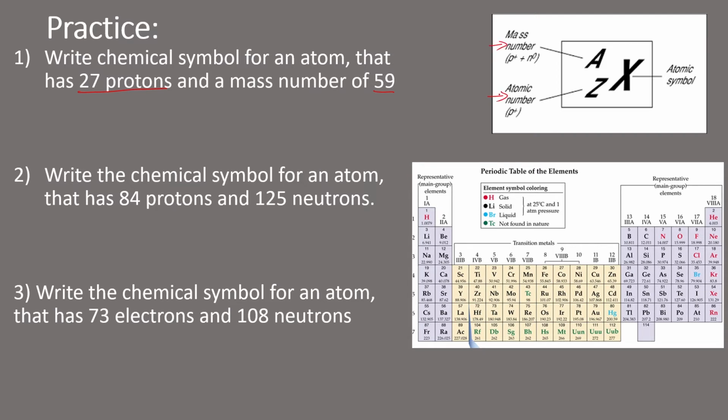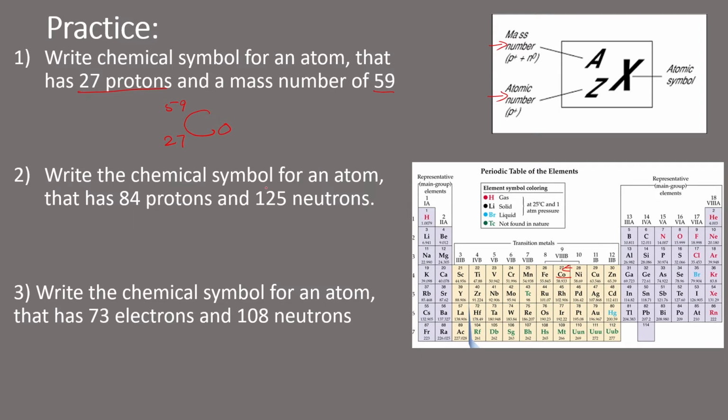Okay, so let's first identify the atomic symbol. With 27 protons, the atomic number, the element is cobalt, Co. Okay. The atomic number will be the subscript, and this 27 is the atomic number. So I'm writing 27 here. And the mass number will be the superscript, and I have a mass number of 59. So this is going to be the chemical symbol for an atom with atomic number 27 and mass number 59.